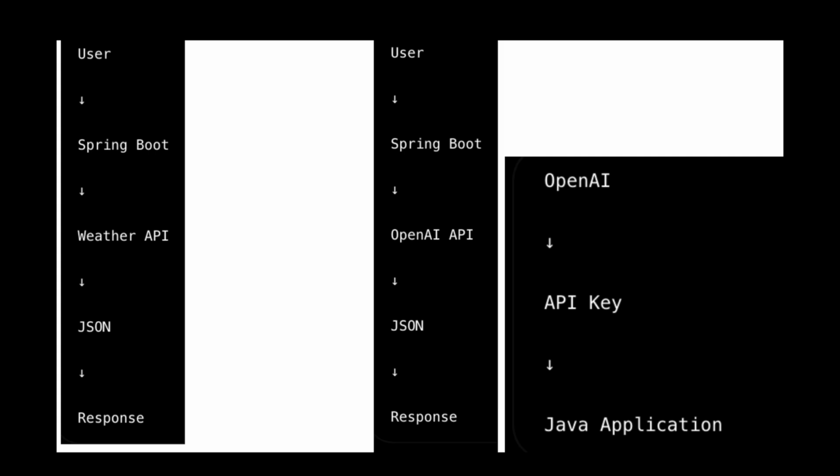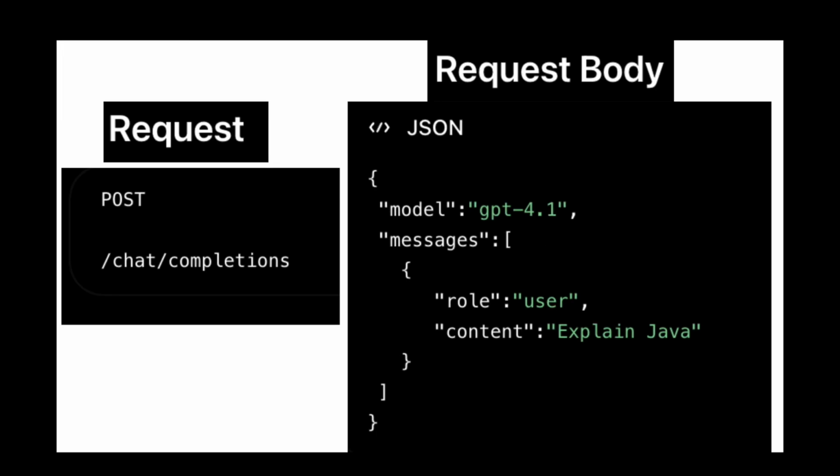Before calling OpenAI, we must identify ourselves. This is done using an API key. Think of it as your identity card. Without it, OpenAI doesn't know who is making the request. The application first sends an HTTPS POST request. Example, here it is chat/completions. Exactly like every REST API you have ever used.